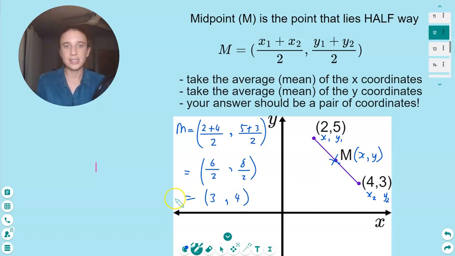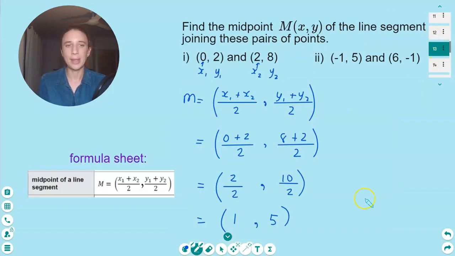So this is our midpoint. 3, 4 lies in between 2, 5 and 4, 3. So see, can you see that? Halfway between 2 and 4 is 3. Halfway between 5 and 3 is 4. Hopefully that makes sense. Now this one has a few negatives in it, so it might just be a little bit different. Let's try it out.